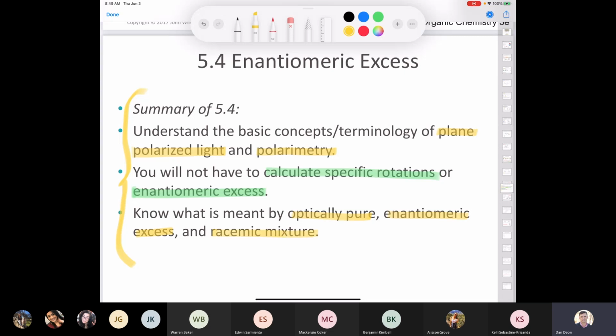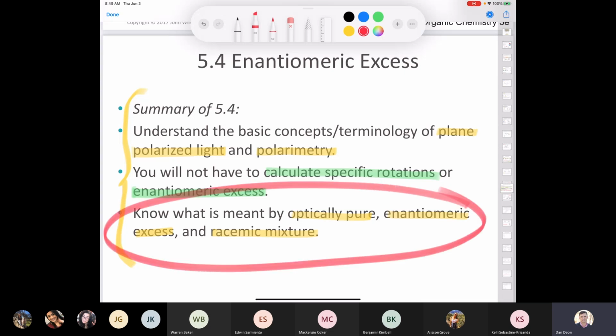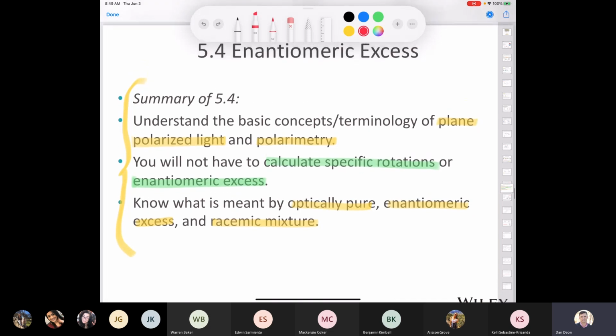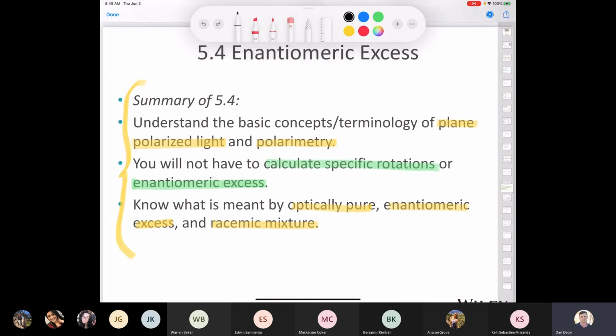And these are terms, optically pure, enantiomeric excess, racemic mixture, that come up all the time in organic chemistry, especially racemic mixture, right? So let me show you something about racemic mixture. Yeah, it was 2-chlorobutane, right? Back in chapter 4, remember, and we're going right back to where I started with this section.